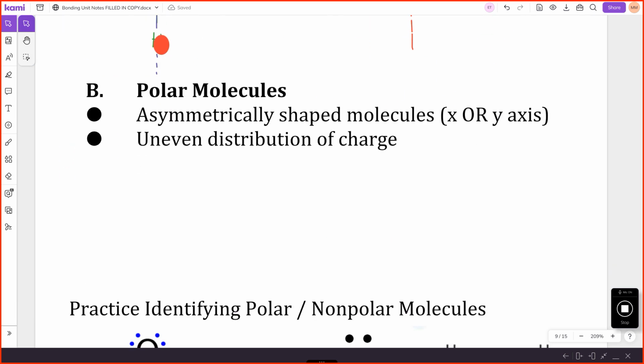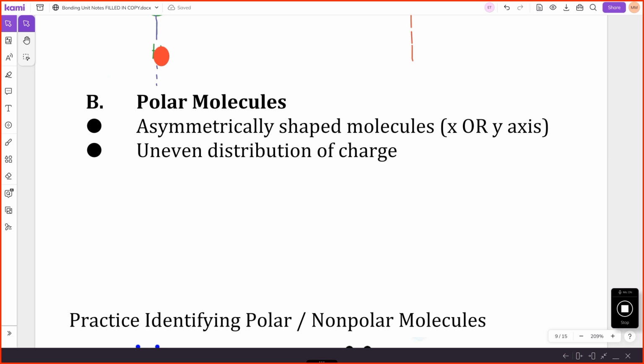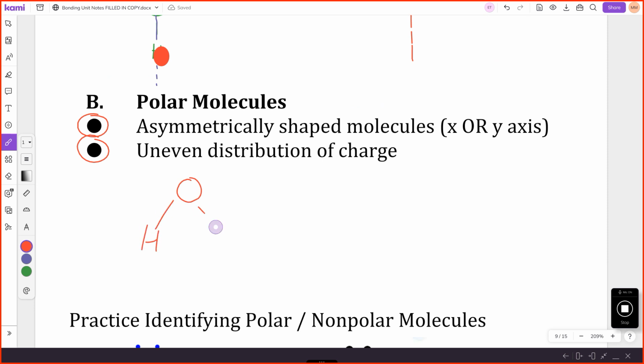Polar molecules are the opposite, okay? These are asymmetrically shaped molecules. Okay, they have an uneven distribution of charge. There we go. Uneven distribution of charge, and this time we're looking for something that is not symmetrical. So the first and most prominent thing that the Regents does ask about is water, H2O.